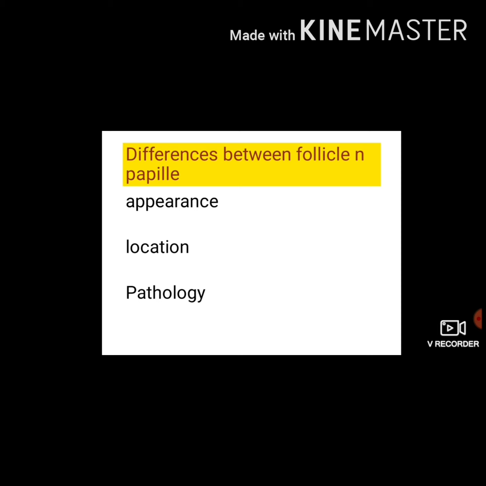Coming to the pathological feature, it is very important. In a follicle, there will be central Leber cells surrounded by lymphocytes, further surrounded by blood vessels. Whereas in papillae, it is central dilated blood vessels surrounded by lymphocytes, which are again covered by hypertrophied epithelial cells. So this is about the difference between follicle and papillae, with respect to appearance, location and pathology.